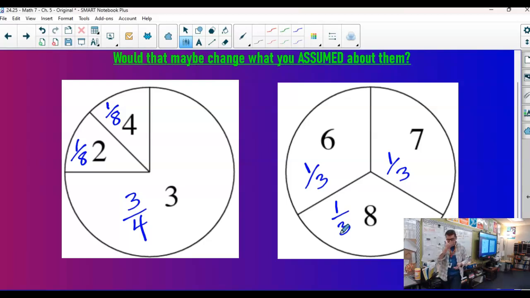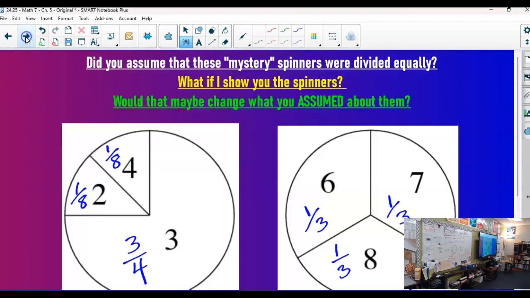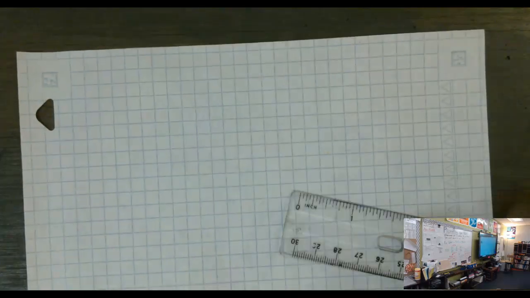The table that we made assumed that each of them had equal chances to happen. Yeah, this table gives equal space, equal space, equal space. Do they have equal space? No. So, we're going to draw a new table, and if you need more graph paper, feel free to go get more graph paper. I have tons.